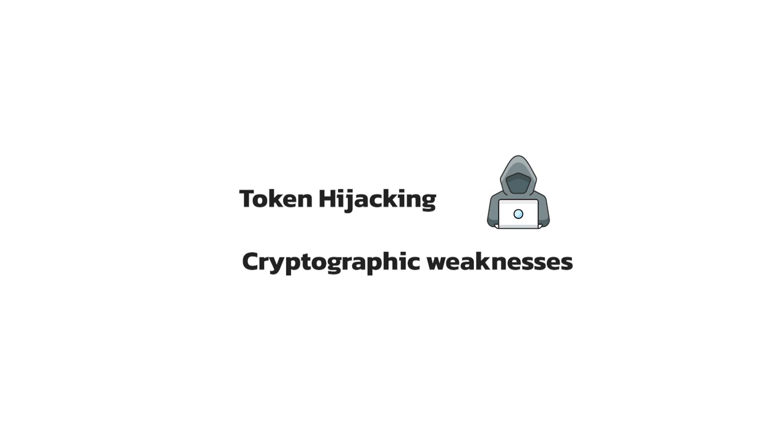Let's also talk about some common vulnerabilities. The first is token hijacking. An attacker steals a valid JWT to impersonate a user. Second is cryptographic weaknesses. Vulnerabilities in hashing algorithms can be exploited to crack token signatures.